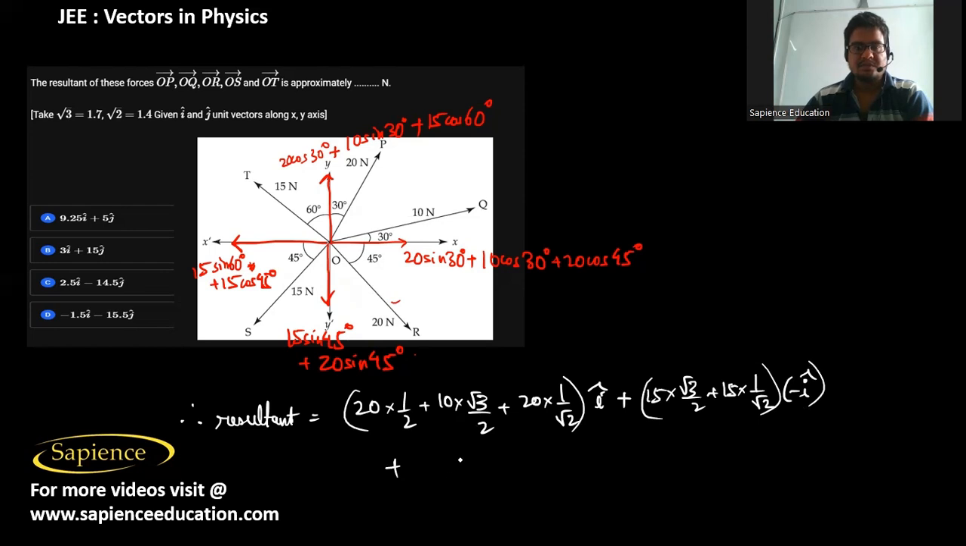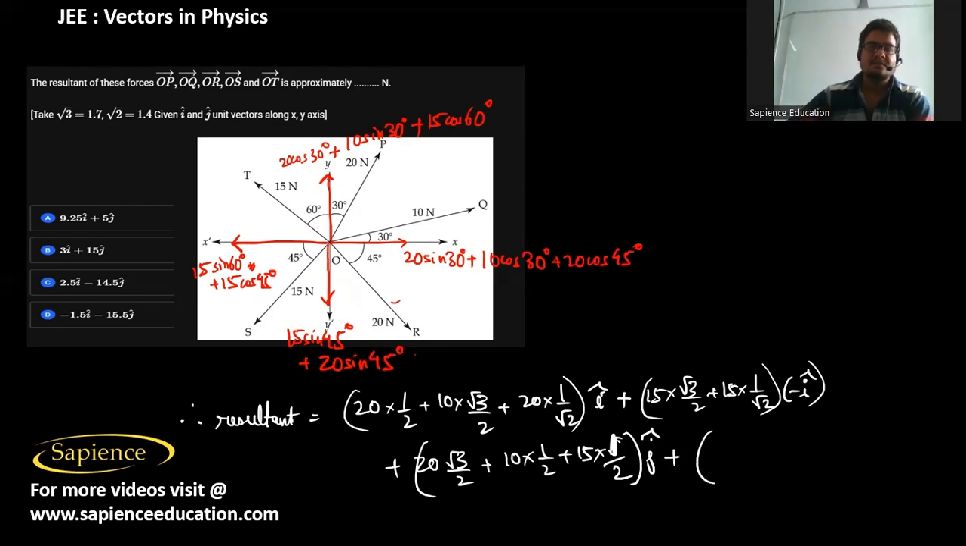Then plus this will be 20 cos 30, so root 3 by 2, plus 10 into sin 30, which is half, plus 15 into cos 60, which is also half. So this much j cap, plus this will be 15 sin 45, that is 15 by root 2, plus this is 20 sin 45, so 20 by root 2, minus j cap, this much Newton.